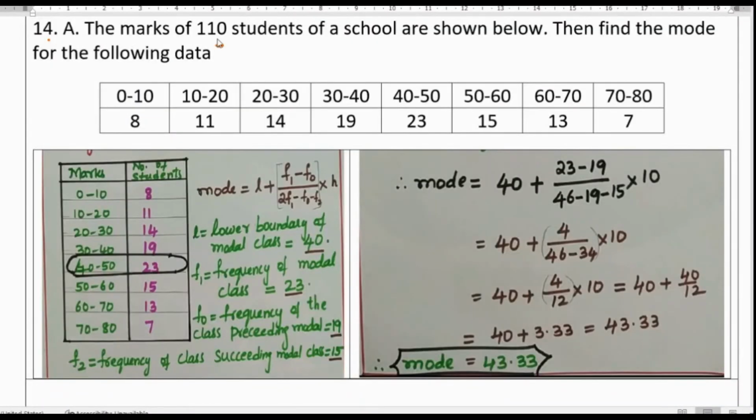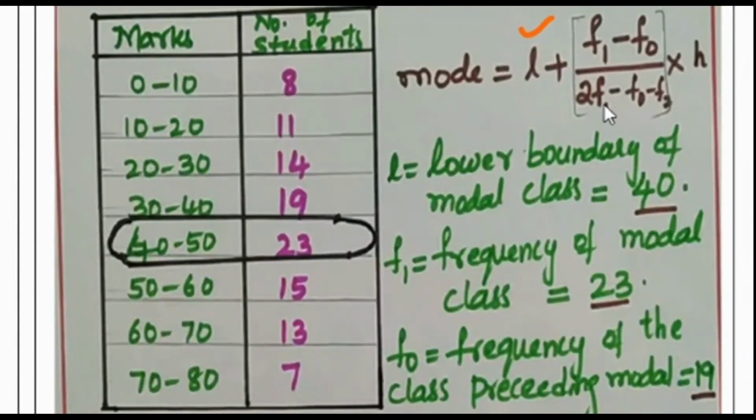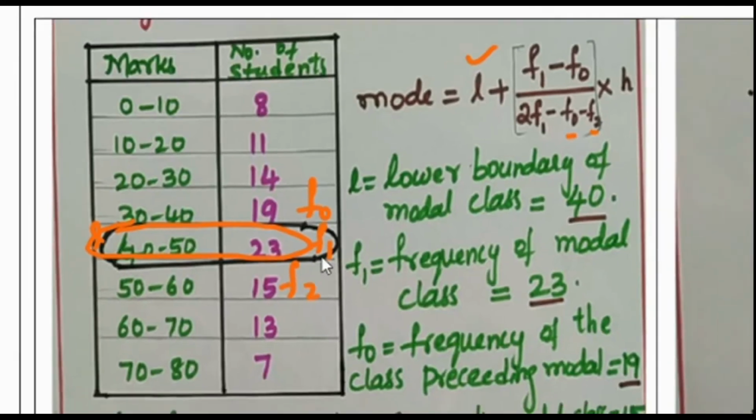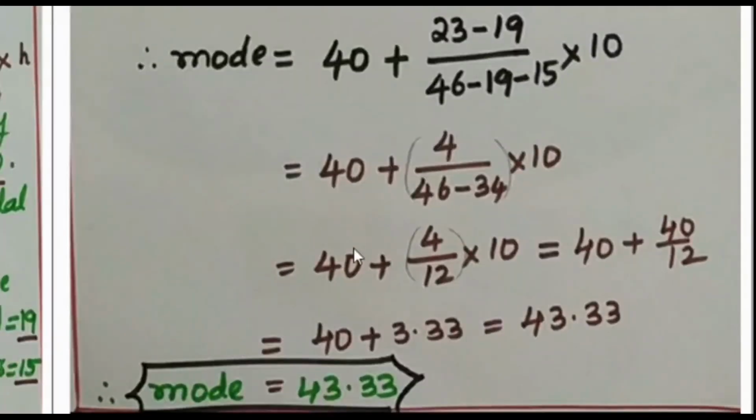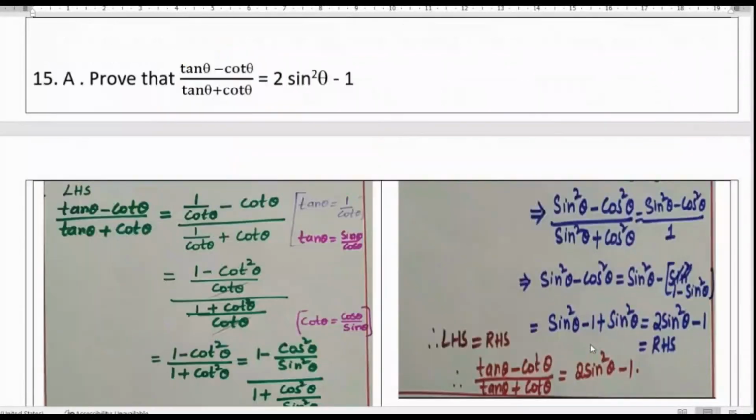14th question. The marks of 110 students of a school are shown below. Then find the mode for the following data. So the mode formula is L plus F1 minus F0 by 2F1 minus F0 minus F2 into H. This is the mode class because this has the highest frequency. This will become L, this will become F1, F0, F2, and we have to replace these values in the formula, and mode will be 43.33, students.